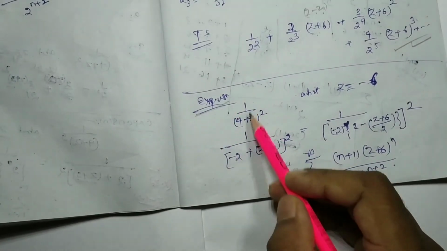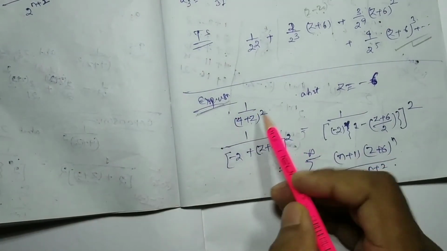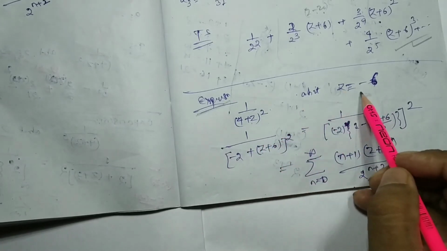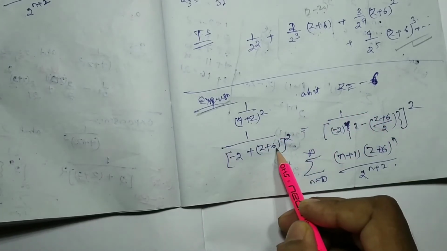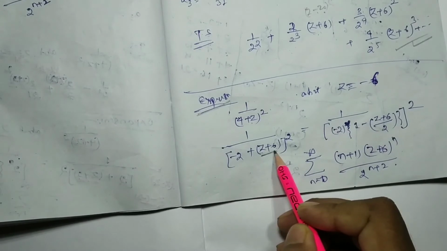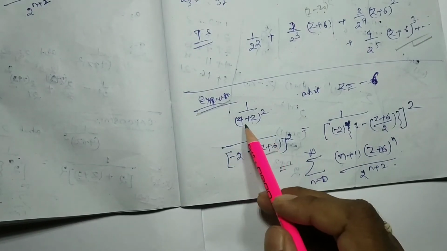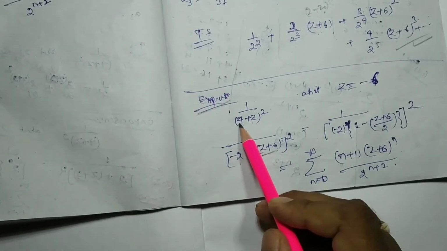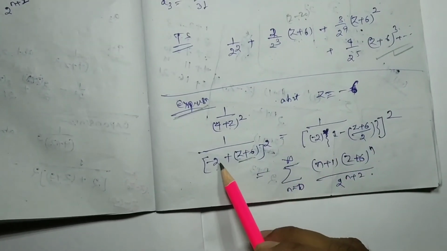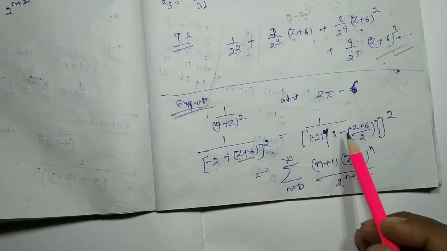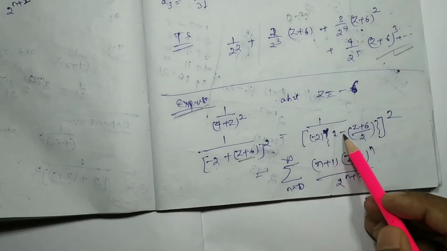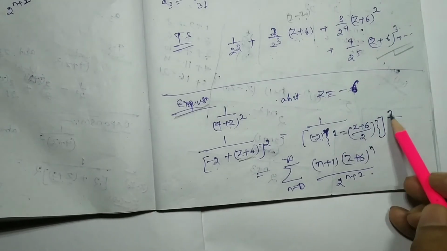Now in expansion format, if we are going to write 1 by 4 plus z square, here instead of z we have to write z minus z0. Z0 is minus 6, so it will be z plus 6. So after writing z plus 6, what we have to write over here is minus 2, then it will give you the 4 plus z. So now this will be minus 2 plus z plus 6. Now take minus 2 common from these two terms. Then it will be 1 minus z plus 6 by 2 whole square.